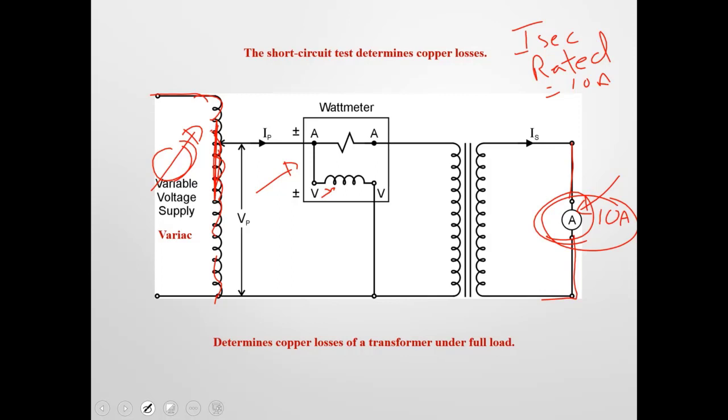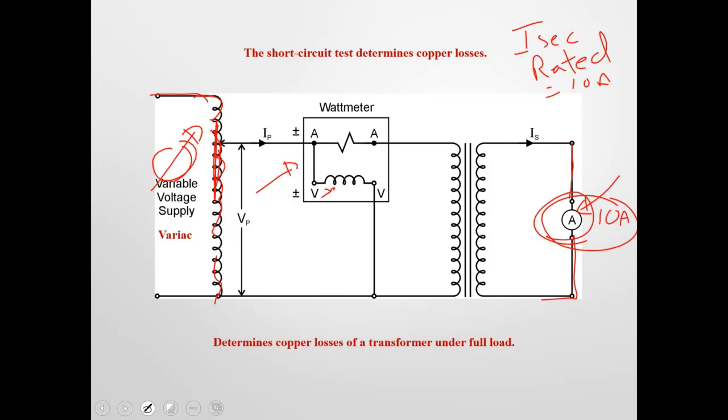So we call this a short circuit test, because an amp meter has no resistance in it. That is a short circuit. You never put an amp meter across something in parallel. You always have to put it in series with whatever you're trying to measure. And so it's a short circuit through the amp meter.